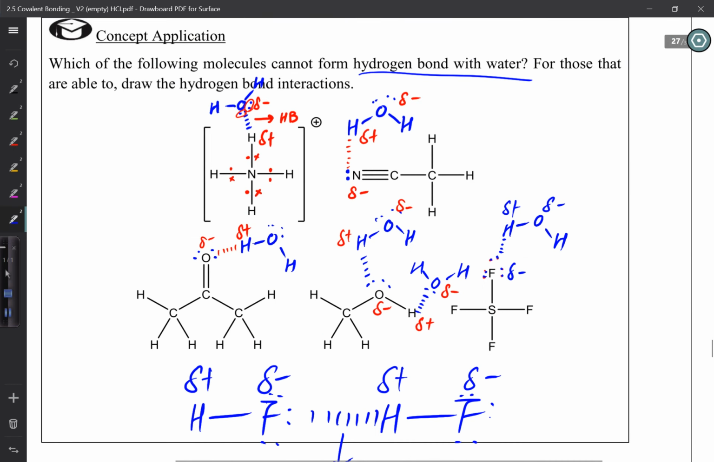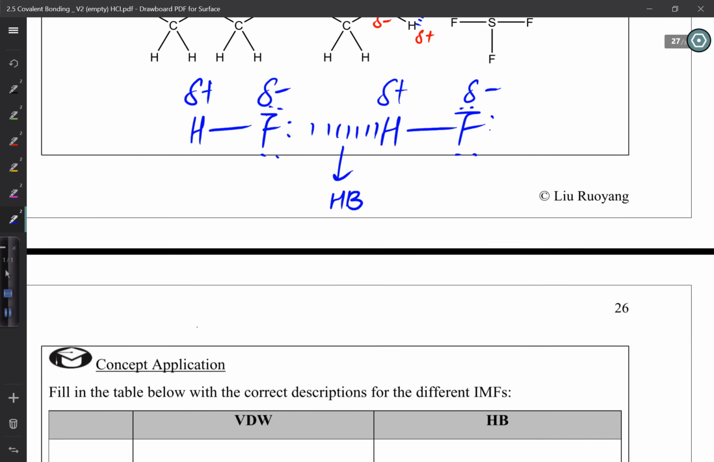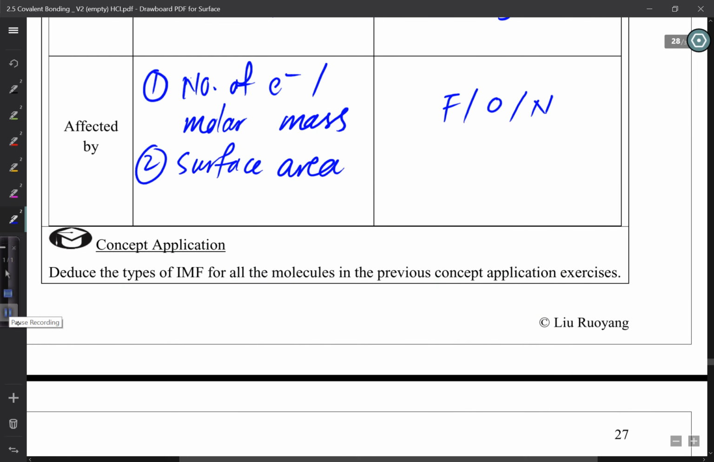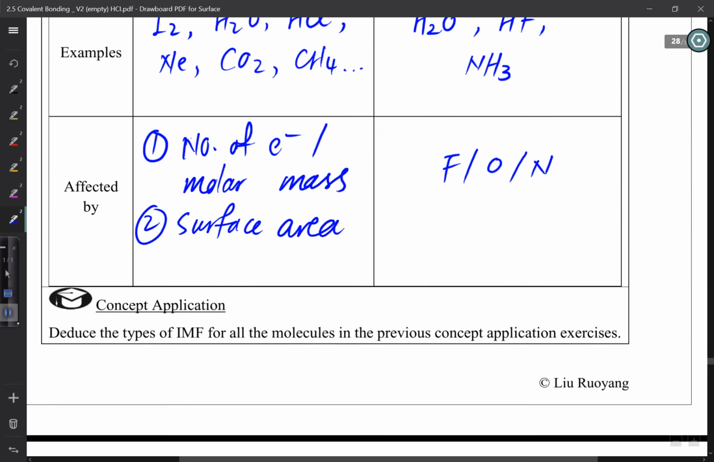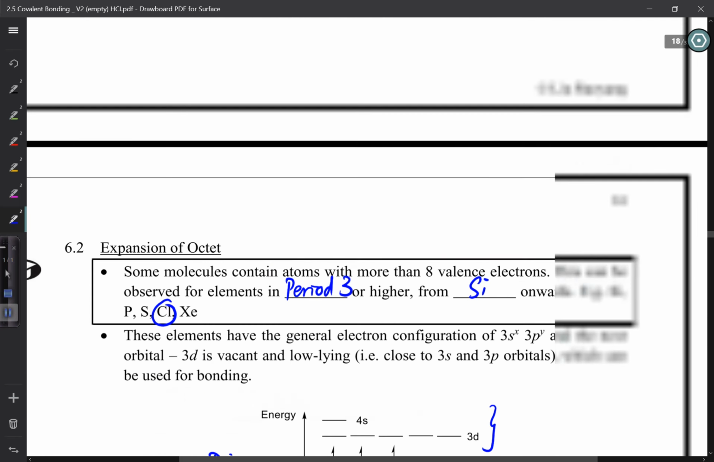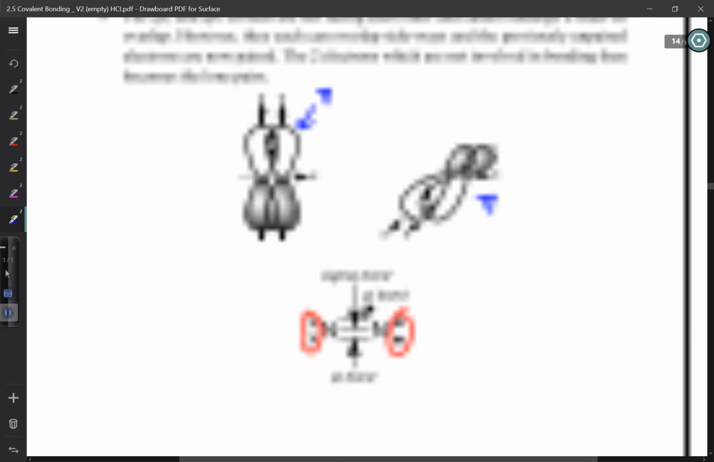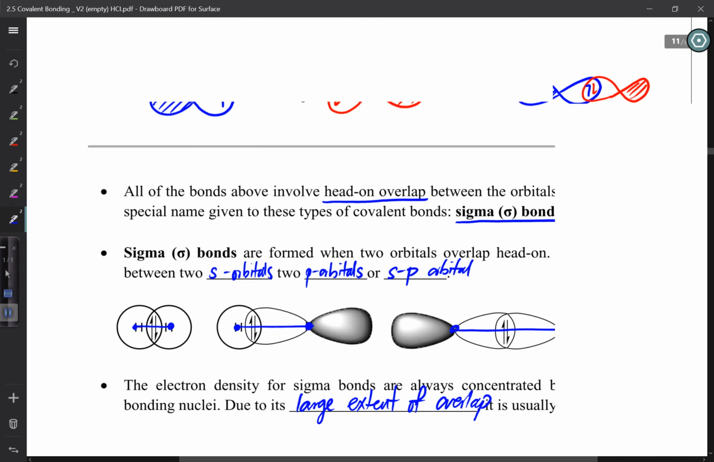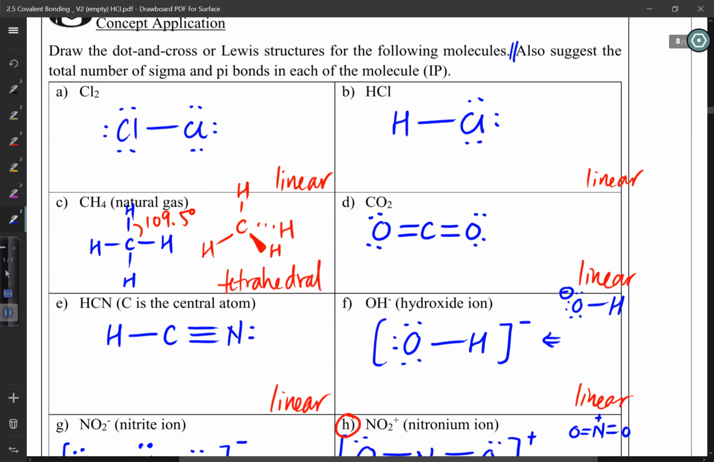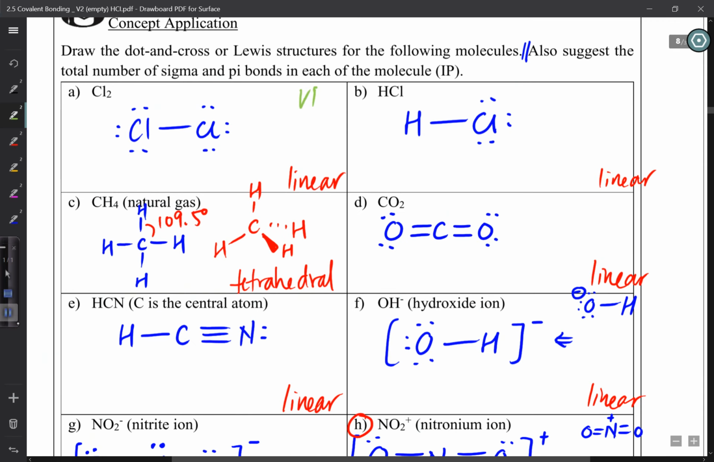So how do you do this question? This is the second question. Deduce the types of intermolecular force for all the molecules in the previous concept application. If you look at these molecules, can you deduce for me what is the predominant type of intermolecular force present? Yes, the predominant one. So for chlorine, van der Waals, right? Cannot form hydrogen bond definitely.